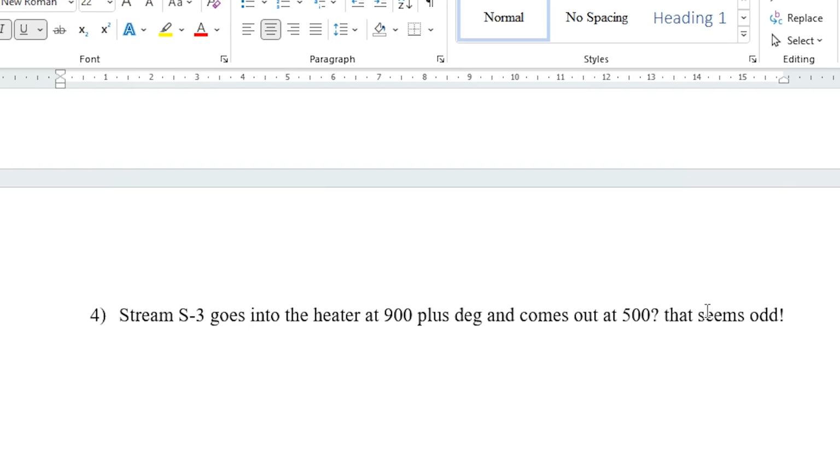Obviously, this is a huge delta T, 400 degrees centigrade. But once we are using a heat exchanger, taking that much delta T or that much heat transfer is not possible in a single exchanger, or else we have to install a very long or very high surface area heat exchanger.